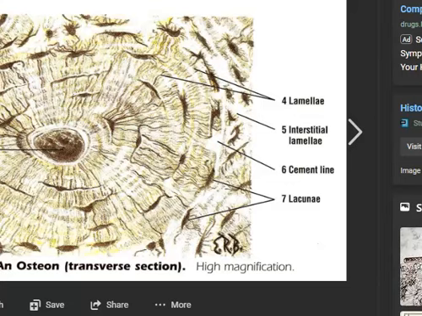Here's a picture that I found on the internet, and it shows it a little bit more blown up. You can see the Haversian canal right there, and there are the canaliculi extending to each of the lacuna, to the osteocytes that live in each of the lacuna. So this is just a little bit bigger picture, and this whole thing is considered an osteon. And you can see the lamella, the tree ring looking things, a little bit better in this picture.